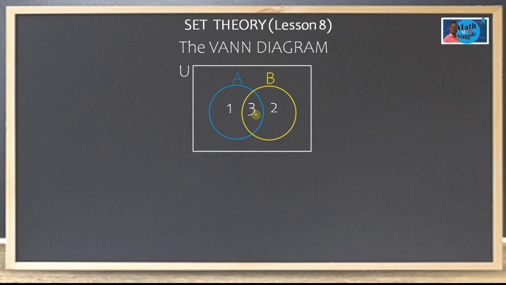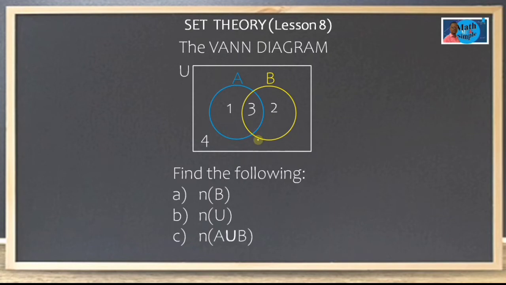So the intersection here is that the elements here are part of set A and they are also part of set B. So they form part of the intersection. For the Venn diagram, the overlapping section is usually the intersection. And we also have another region, which is the 4th region here. The 4th region is in the universal set, but it is neither in set A nor in set B.